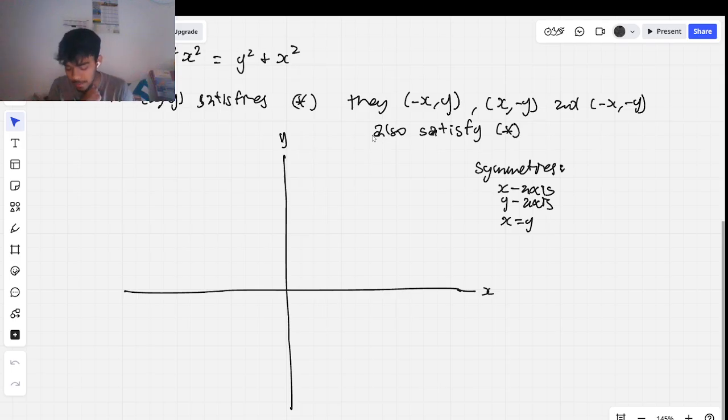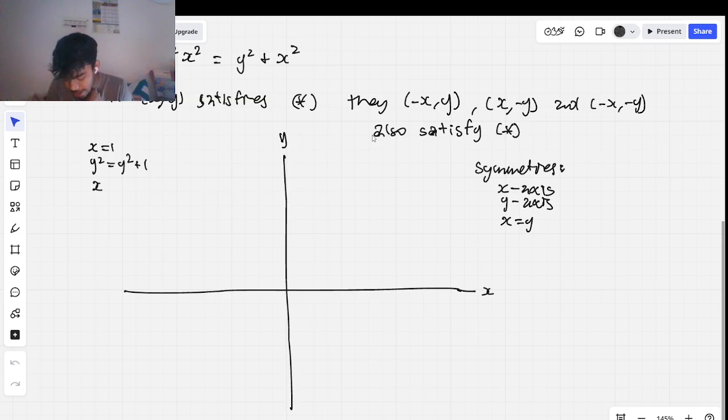Not sure, but let me try to plug in some values, like x equals 1. If x equals 1, then y squared is equal to y squared plus 1. This clearly doesn't work because there is no value of y such that this is satisfied. If x equals 0, then y must be 0 as well. Okay.